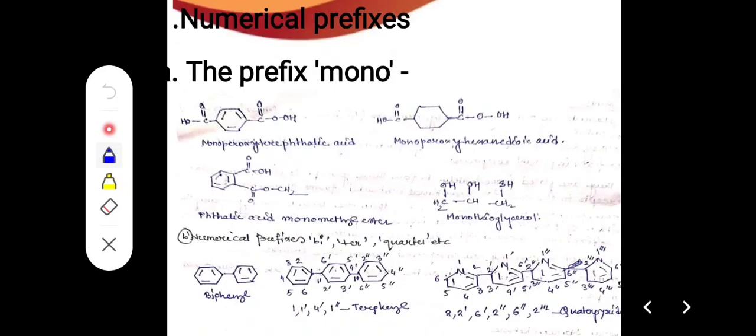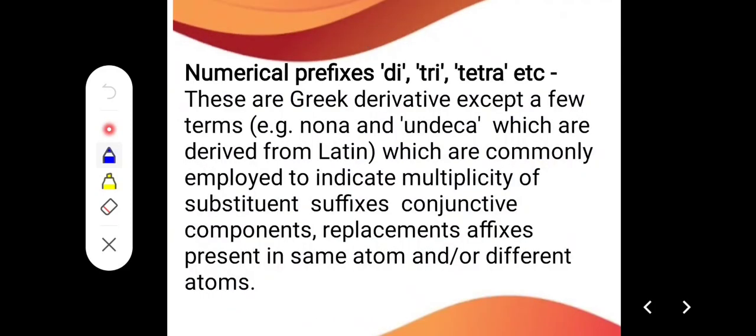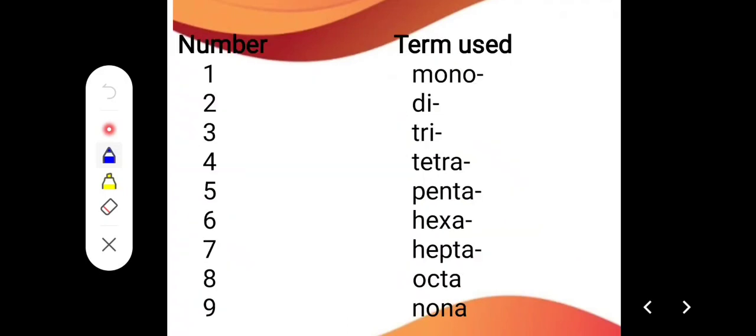Prefixes: mono. If mono substitution is there, if one functional group is there, to denote that one and only one thing is there, we use mono. If two of anything are there, we consider di or bi, and similarly if three of a functional group are there, we use tri, and so on. Numerical prefixes di, tetra are also used, and most are Greek derivatives except nona and undeca. For 1 we use mono, for 2 di or bi, for 3 tri, 4 tetra, 5 penta, 6 hexa, 7 hepta, 8 octa, 9 nona. They are most frequently used.